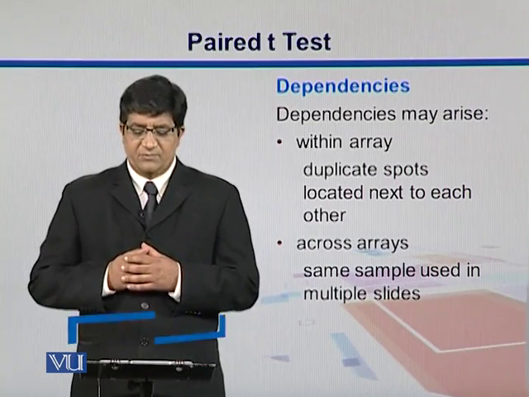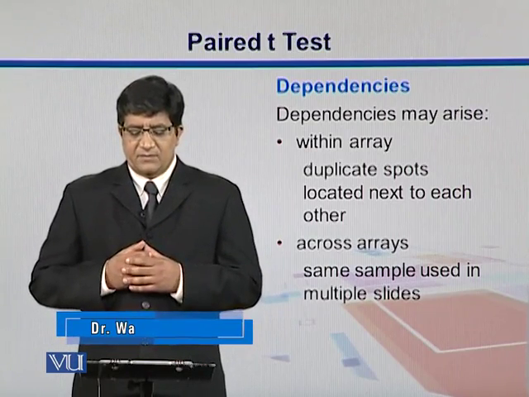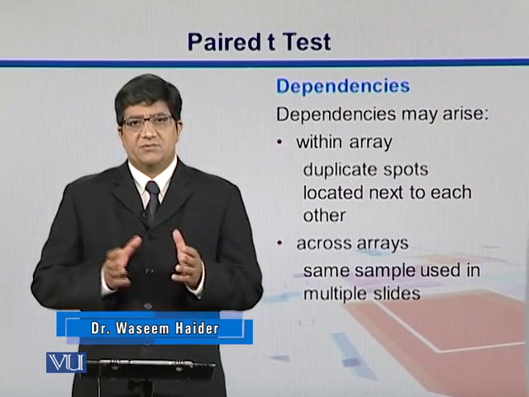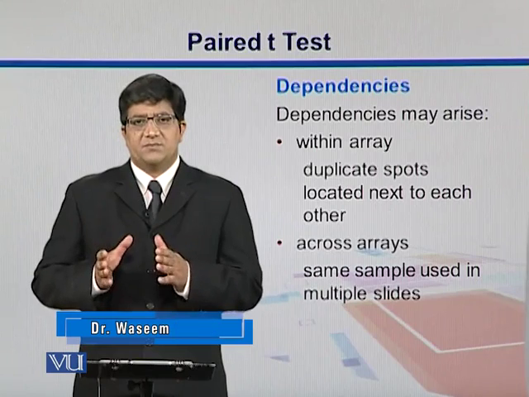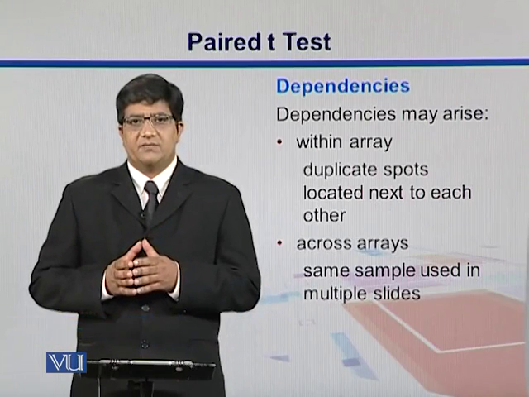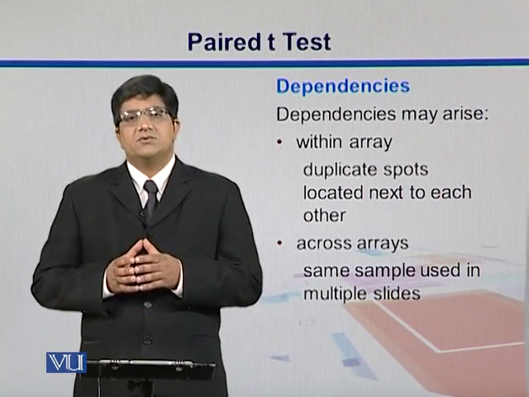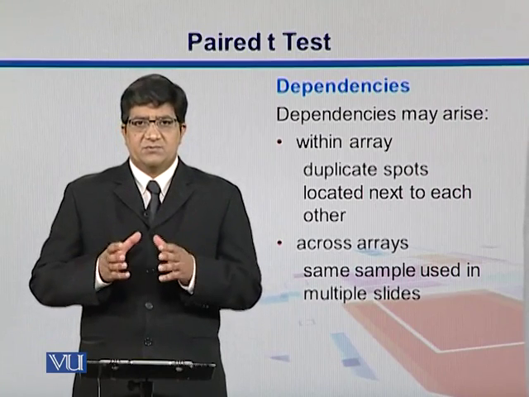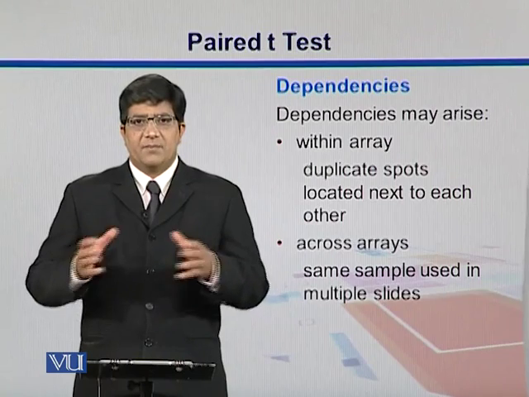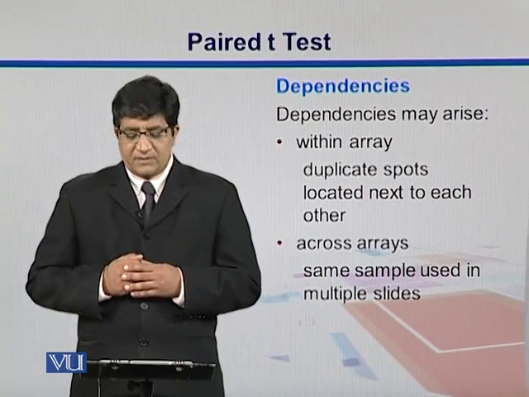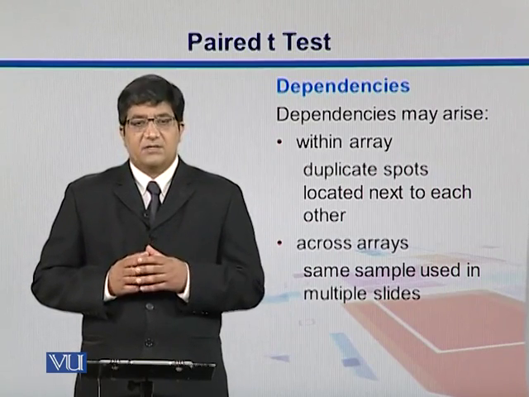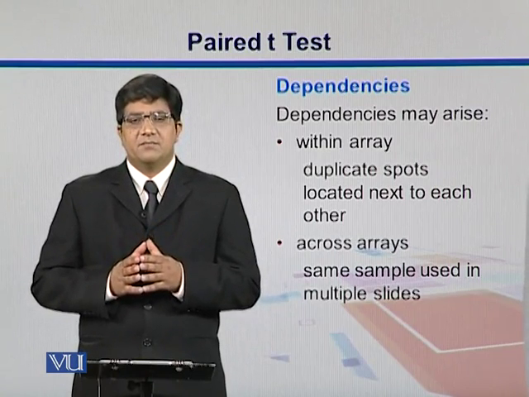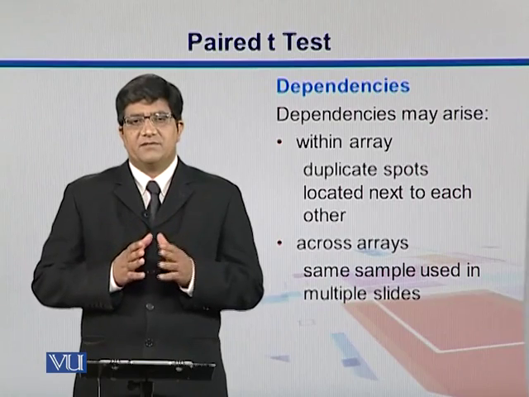For example, if you look into the microarray, there might be some duplicate spots which are located next to each other. Since these are the same spots but duplicated, they are correlated with one another. So you might want to take their means or averages for these two spots, and combine these spots with one another. Sometimes you have the same sample across multiple slides. So in this way there is a correlation. The sample is the same, so you might want to keep track of this information.